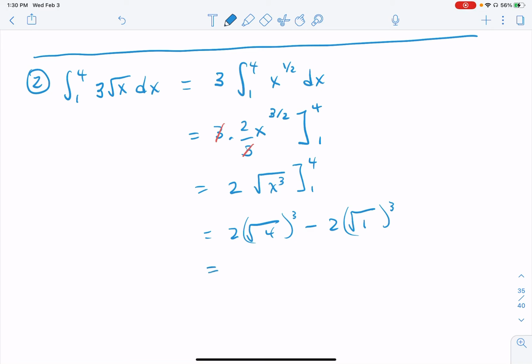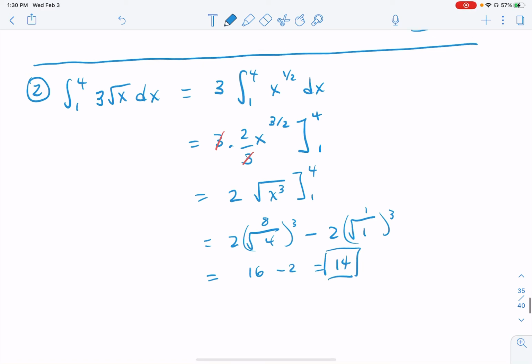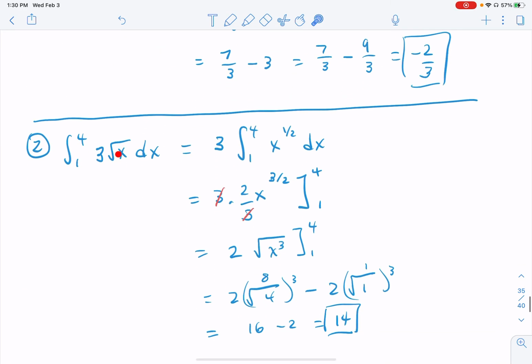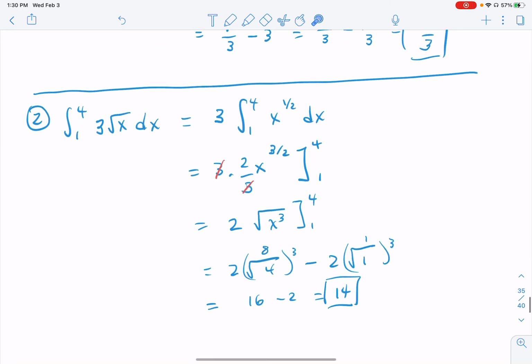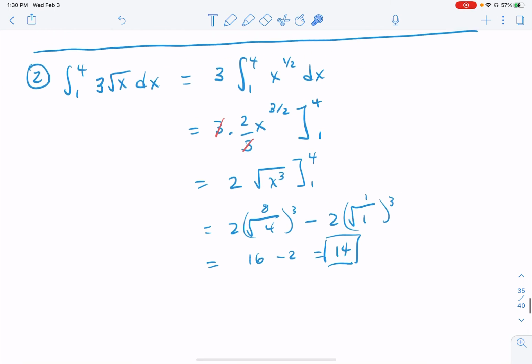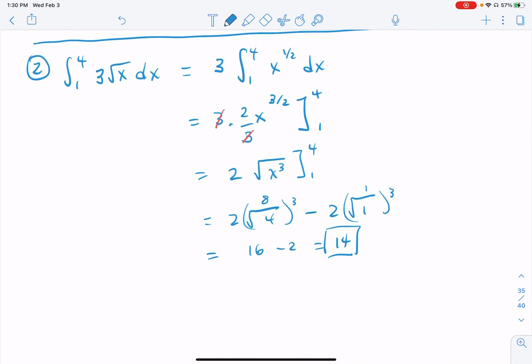The square root of 4 is 2. 2 cubed is 8. 8 times 2 gives us 16. The square root of 1 is 1. 1 cubed is 1 times 2 gives me 2, gives me a total of 14. Okay, so on this particular example, we're finding the area underneath the square root function from 1 to 4, and the majority, if not all of it, must have been up above the x-axis because we got a positive answer for our definite integral. One last one.